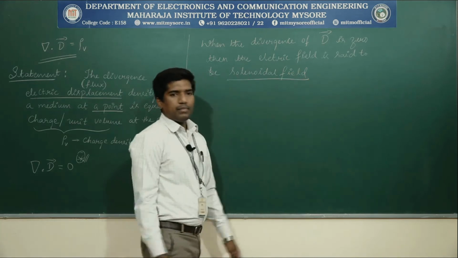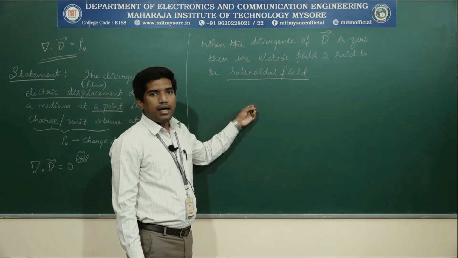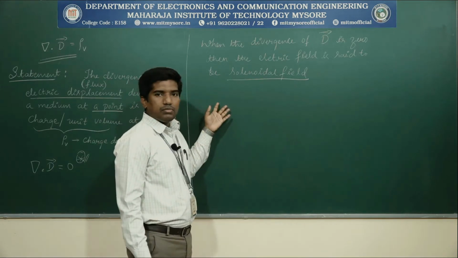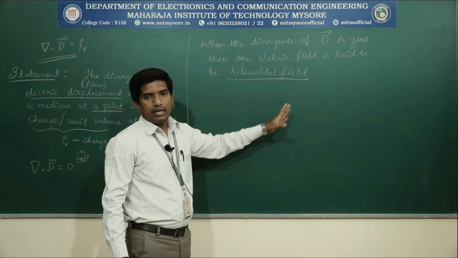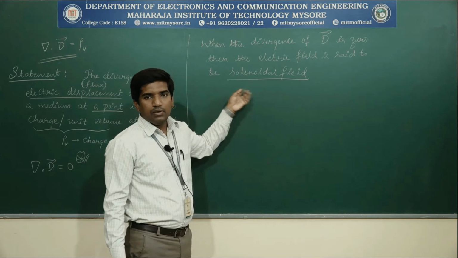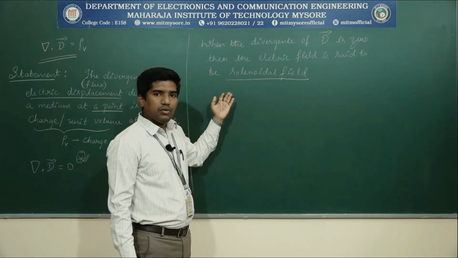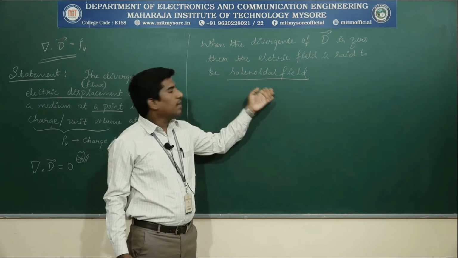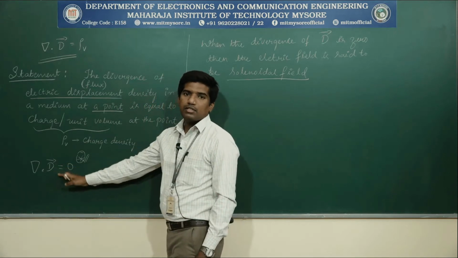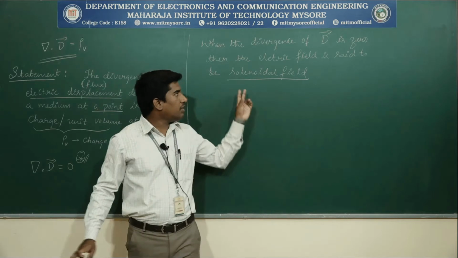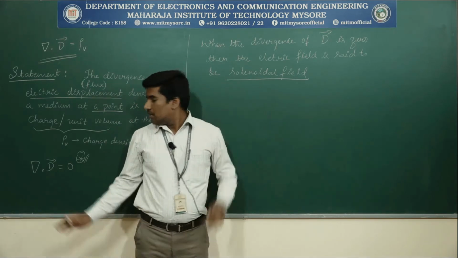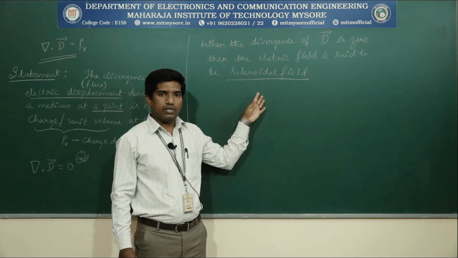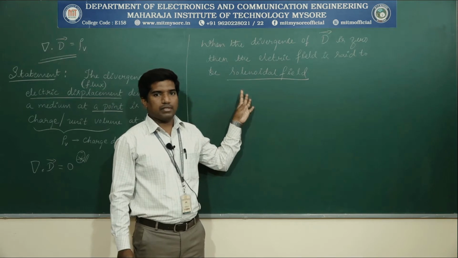What does a solenoidal field mean? A solenoidal field doesn't have a source or sink. There is no source, meaning no positive charge, and no sink, meaning no negative charge. So neither positive nor negative charges are present, and neither source nor sink is present. Under that circumstance, the electric field is said to be a solenoidal field, and the divergence of the electric flux density becomes zero. Got it? So that is the case.